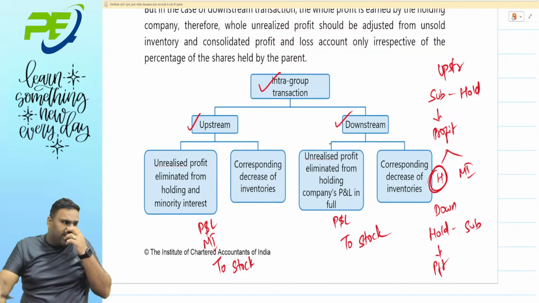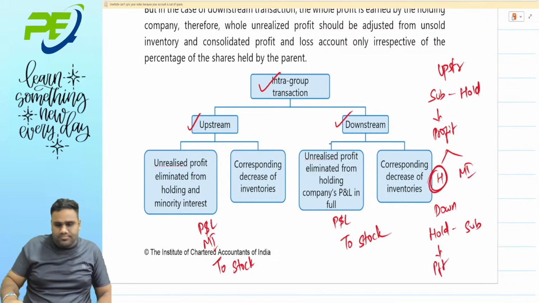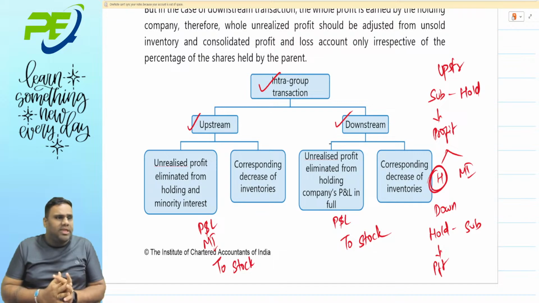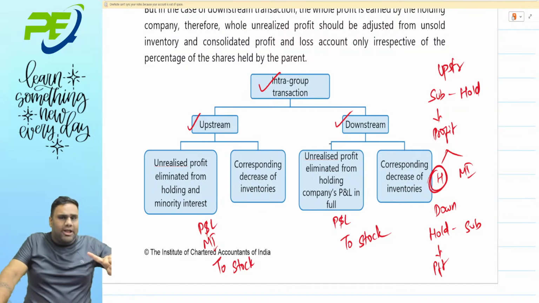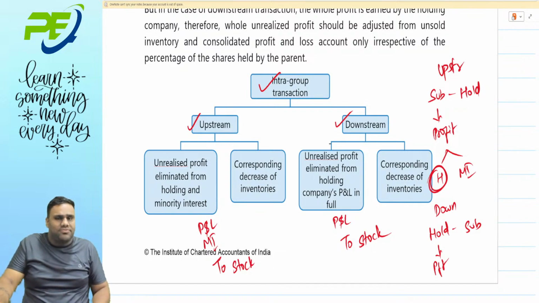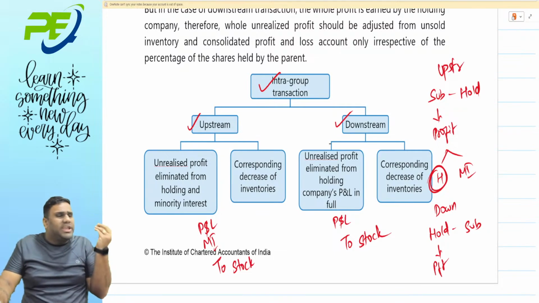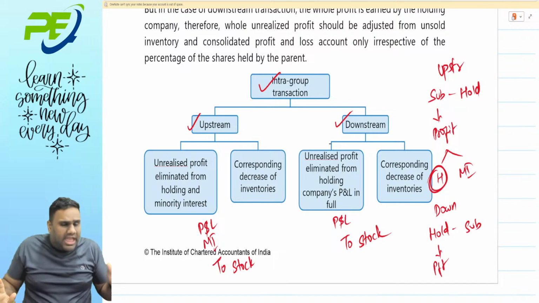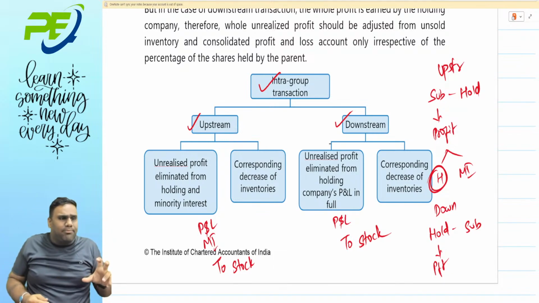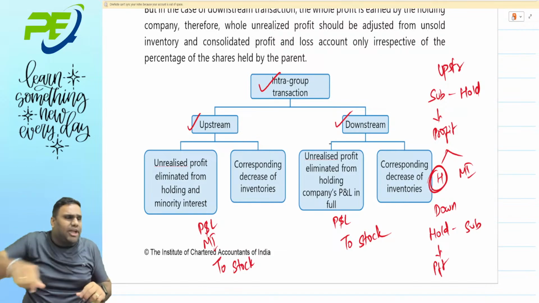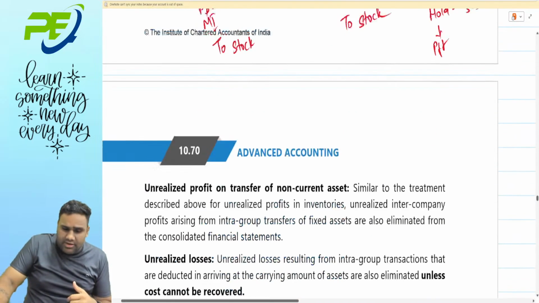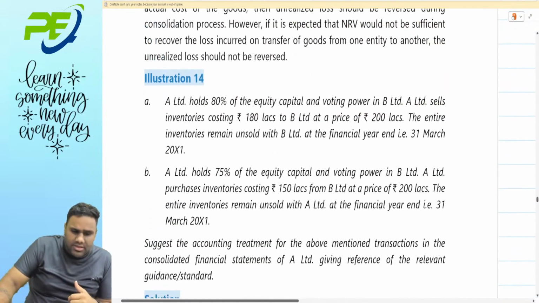P&L to stock, everyone. Simple. Upstream and downstream, that you will do wrong in the exam. This transaction looks very simple, right? But whatever it is, stock should be credited. If it is upstream, holding and minority interest P&L. If it is downstream, only P&L. Simple, simple.